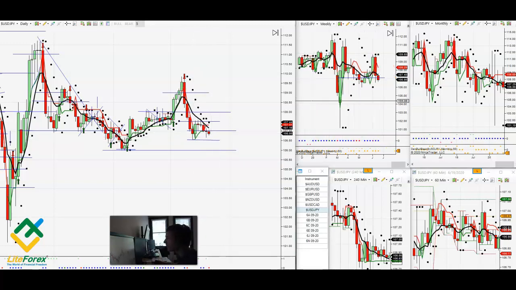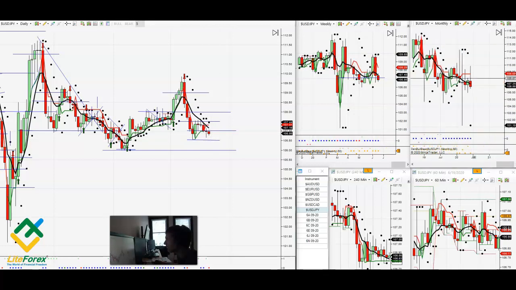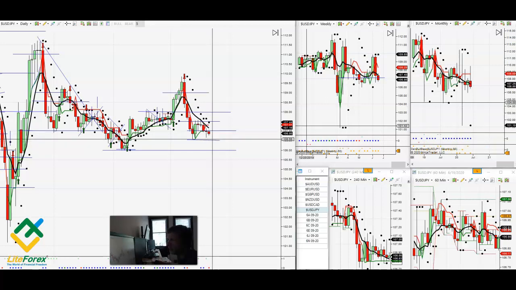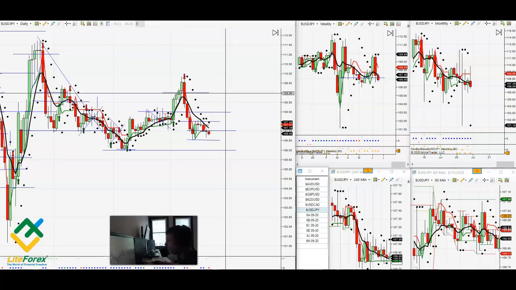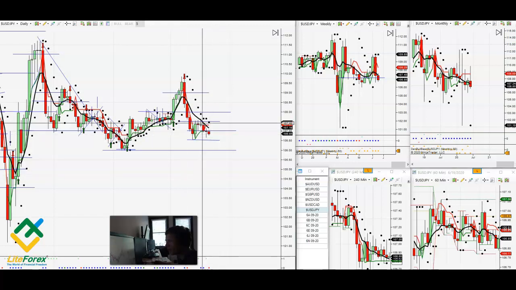Doesn't look great by any means. It really does look bearish. The monthly is definitely looking bearish. The weekly's looking bearish. But as long as we're holding these lows here, it can still turn around, but it needs to get above this 107.50, 51 price. 107.5, you want to see this break above. So right now, it's really just looking more bearish, but I would call it more neutral on the USD yen.